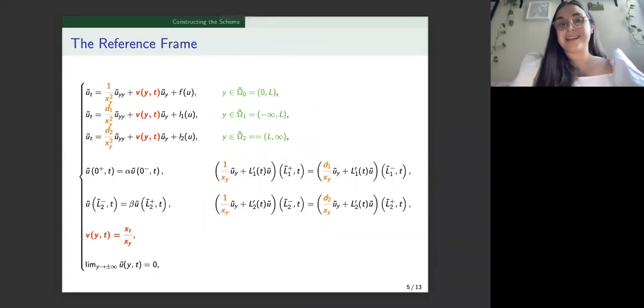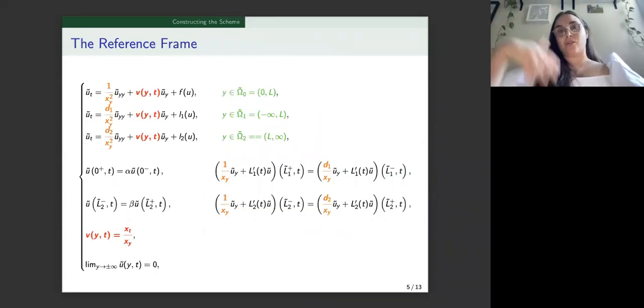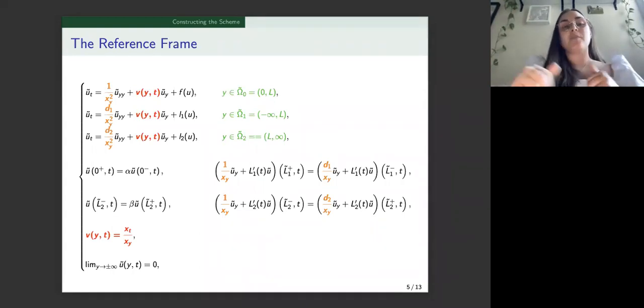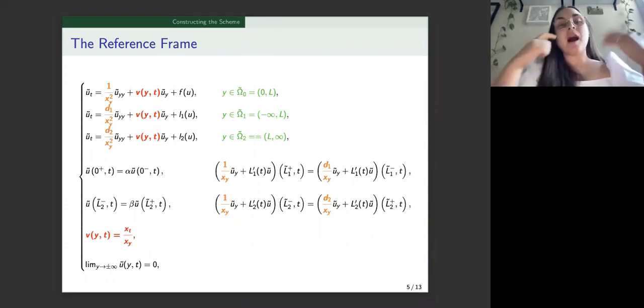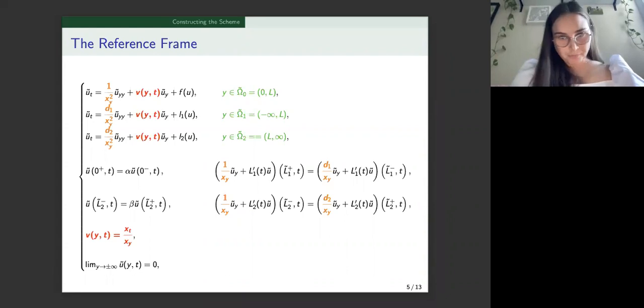We have to restate our system over this new coordinate system. So we call this the reference frame. When we do this, we end up with an advection term, and its coefficient is dependent on y, so on space and time. As well, we introduce time-dependent diffusion coefficients.